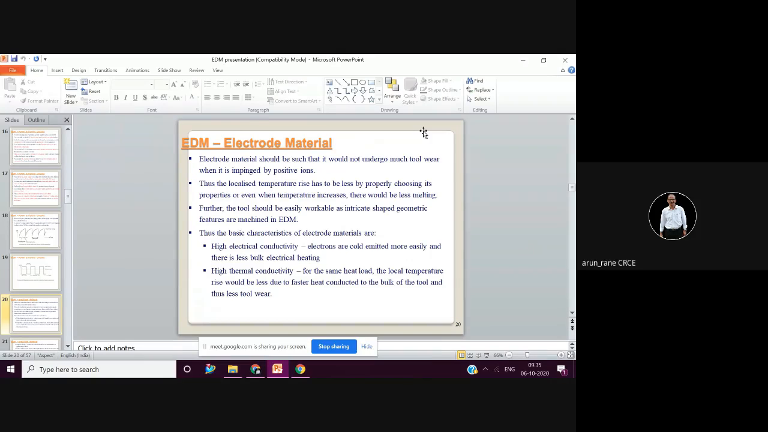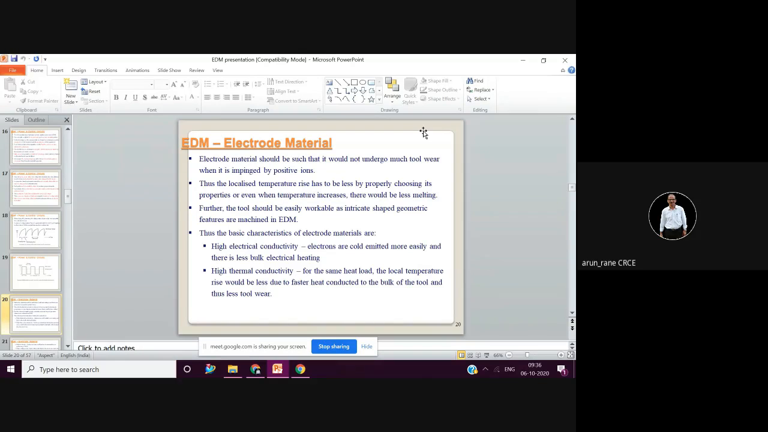Now electrode material plays a very important role in EDM machining. Basically, there are two types of electrode material which are used commonly. One is copper, or more technically, electrolytic copper, which is available in virgin condition. And another is graphite. And then there are many more electrode materials like carbide, cemented carbide, and so on, silver. But if you talk about cost and availability, then copper and graphite are most commonly used.